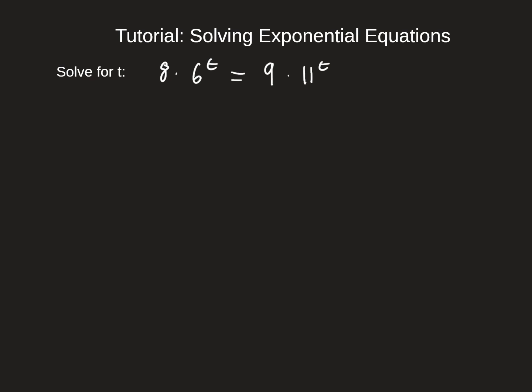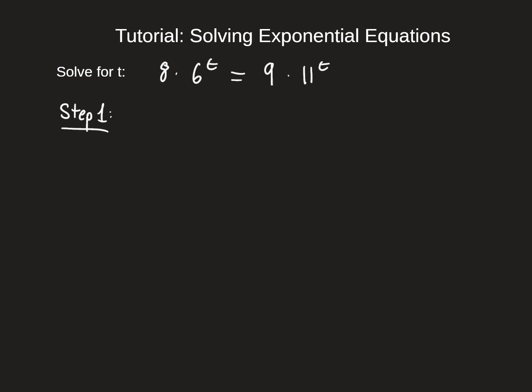The first thing to point out is, how can you tell that this is an exponential equation? Well, we're asked to solve for t, and this unknown, the thing we're solving for, just shows up in the exponents. Hence, it's an exponential equation. Okay, so how do we solve something like this? Well, I always suggest proceeding in steps.